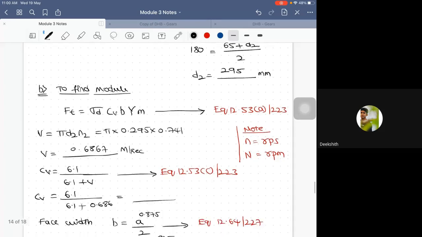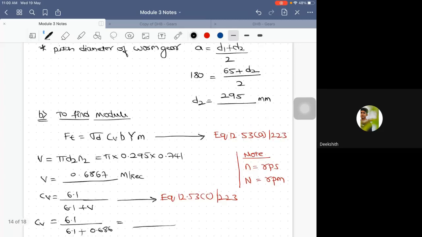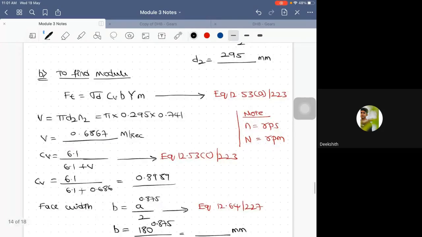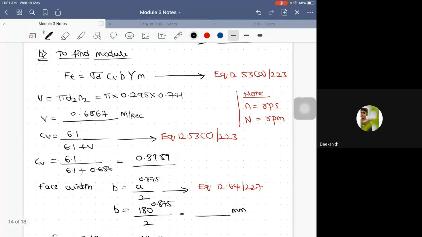Okay. Just give me the value of CV. It is the same as what we did in the spur gear and helical gear, with a little bit of modification. Same again, the same procedure. Give me the CV value. Fancy number, 0.8989. Now next, go with the calculation of face width since it is required here.